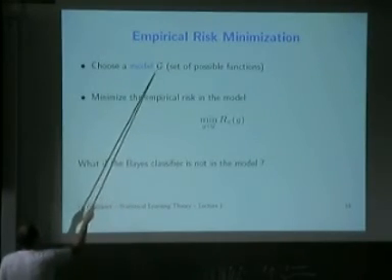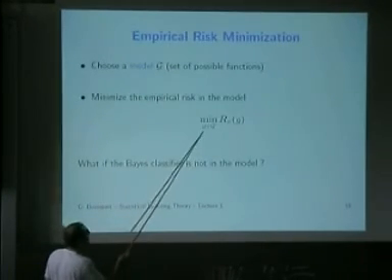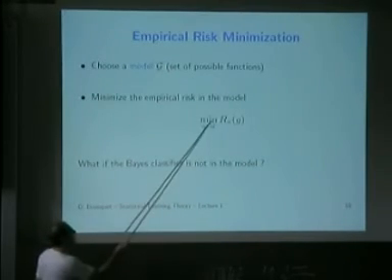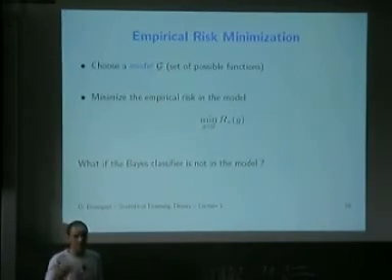And now, in this set, the easiest algorithm is just to minimize what is called the empirical risk, so the fit of the data. So you find the function in that set that looks the best from the data.